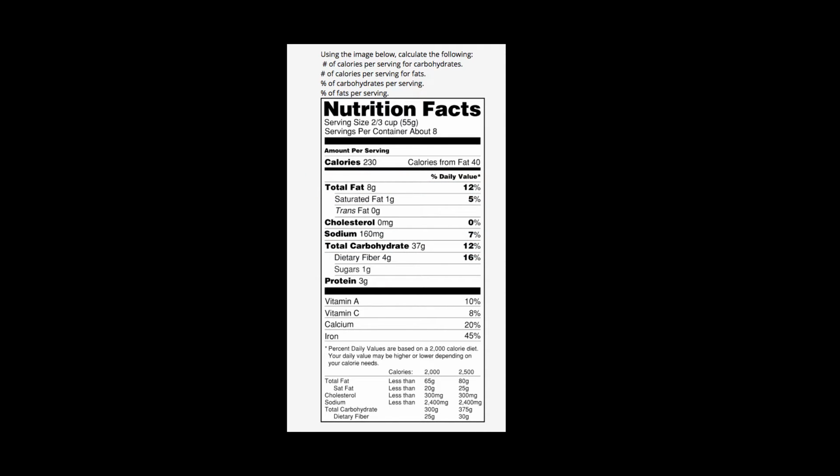Now we want to deal with the percent. So let's first look at carbohydrates. We know that there were 148 calories that came from carbohydrates. So what percentage of the serving is carbohydrates in this example? Well, we take our 148 and we divide it by the total calories that are available per serving. So when we divide 148 by 230, we get about 64%. If I want to be specific, 64.35%.